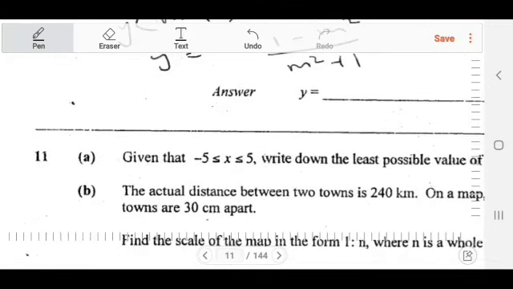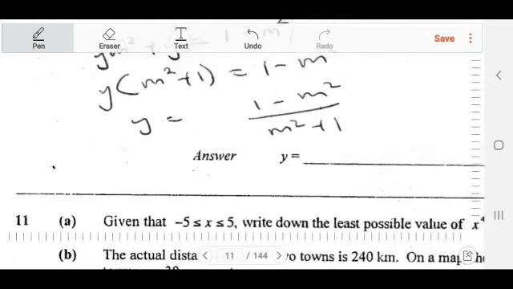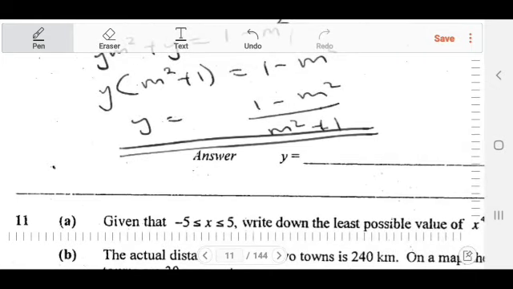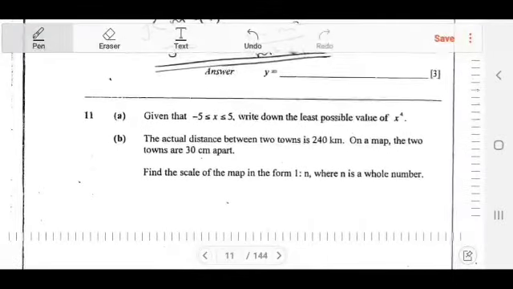Okay, so this is my answer here. Then moving on to number 11.